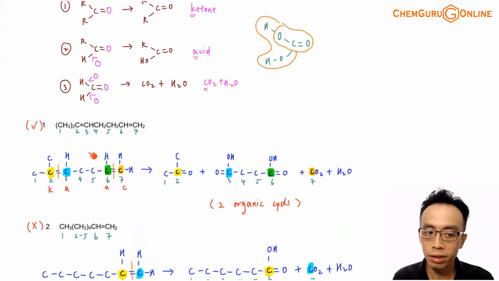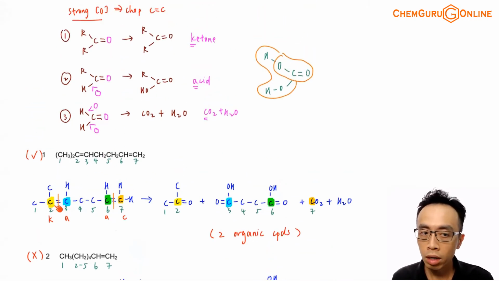For each of these carbons, we will have to consider what groups this carbon is attached to. Is it an RR group? Is it an RH? Is it an HH? Then we decide what it is oxidized to accordingly. So carbon position 2, the yellow carbon, is attached to 2 R groups. So this will be converted to a ketone.